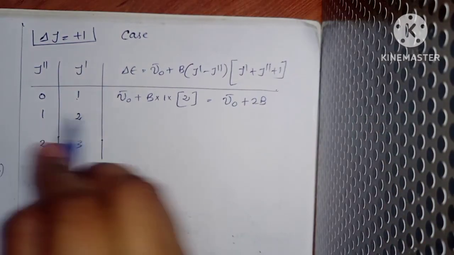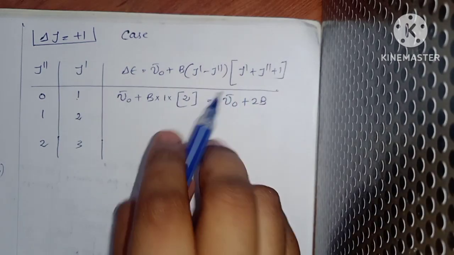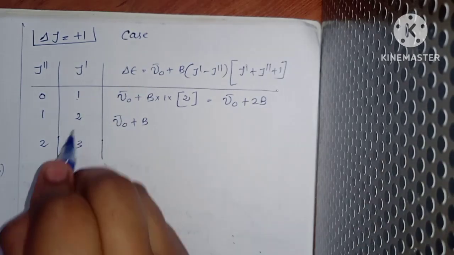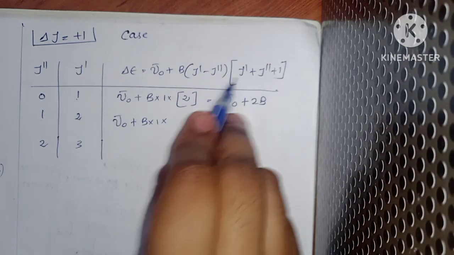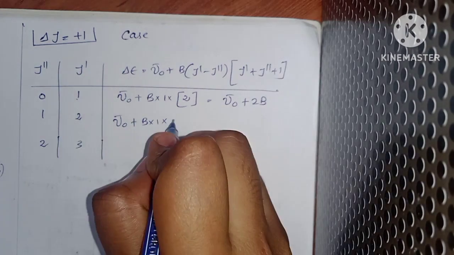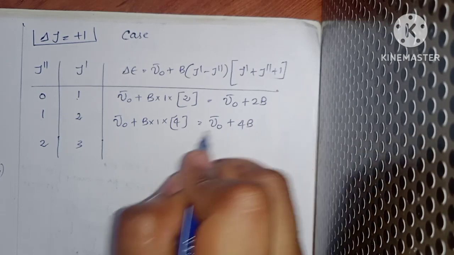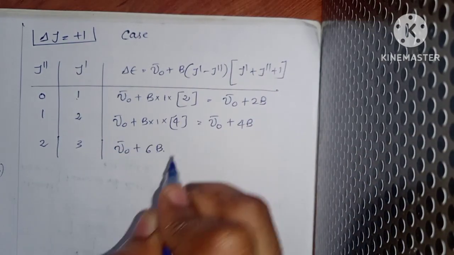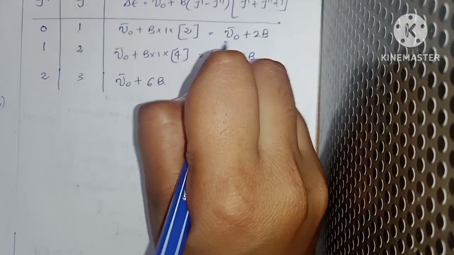Like that, if we put J double dash equal to 1 and J dash equal to 2 in this equation, we will get mu bar 0 plus B into J dash minus J double dash, 2 minus 1, 1 itself, into J dash plus J double dash plus 1, 2 plus 1 plus 1, that is 4. That means mu bar 0 plus 4B. Like this, if you do, you will get mu bar 0 plus 6B. So that means the spectrum will be obtained at these values.